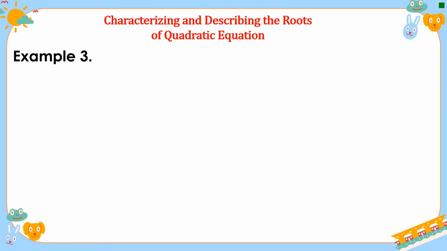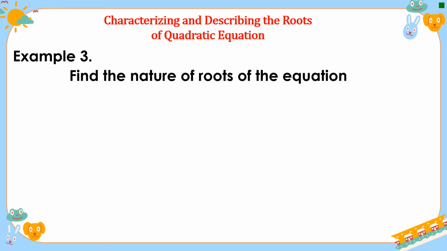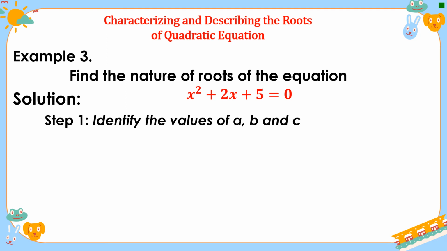Let us proceed to our example number 3. Find the nature of roots of the equation x squared plus 2x plus 5 equals 0. Para sa ating solution, ang unang step, alamin ang value ng a, b, and c. Para sa x squared plus 2x plus 5 equals 0, ang value ng a ay equal to 1, ang value ng b ay equal to 2, at ang value ni c ay equal to 5.